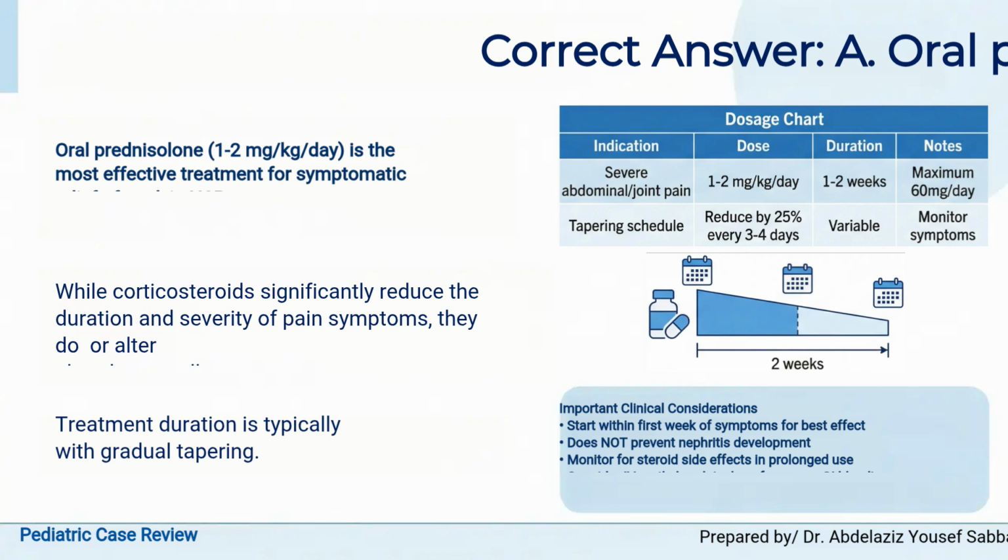While corticosteroids significantly reduce the duration and severity of pain symptoms, it is essential to understand what they do not do. They do not prevent nephritis development and do not alter the overall disease course or outcome. 4 important clinical considerations apply when using corticosteroids for this condition. They should be started within the first week of symptoms for the best effect. They do not prevent the development of nephritis. Side effects must be monitored with prolonged use. For severe gastrointestinal bleeding, intravenous methylprednisolone should be considered instead. The treatment duration is typically 2 to 4 weeks with gradual tapering.